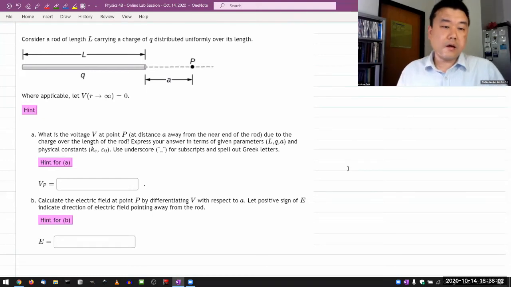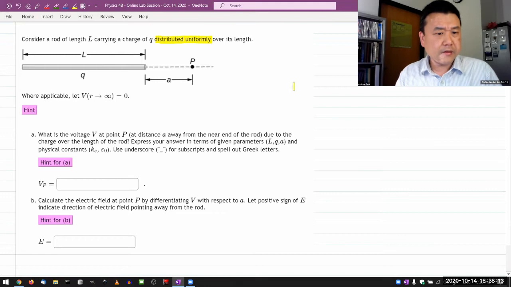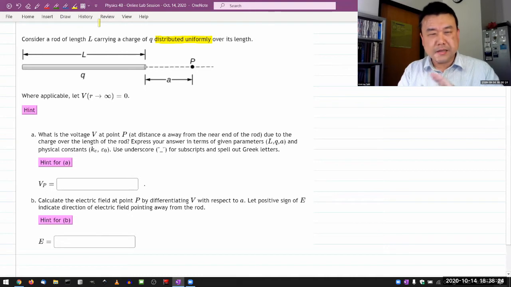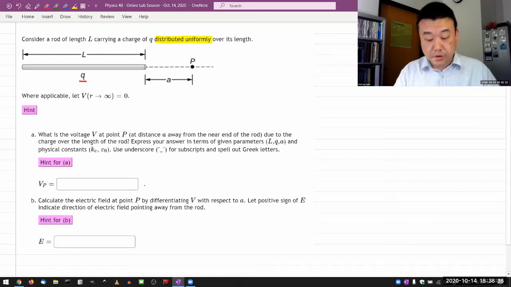It says to consider a rod of some length carrying a charge of Q, distributed uniformly over its length. So let me do something that I'm going to end up doing eventually here, because this particular step I'm taking is being prompted by the phrase "distributed uniformly." Knowing that the charge Q is distributed uniformly makes me want to define a density, a linear charge density.